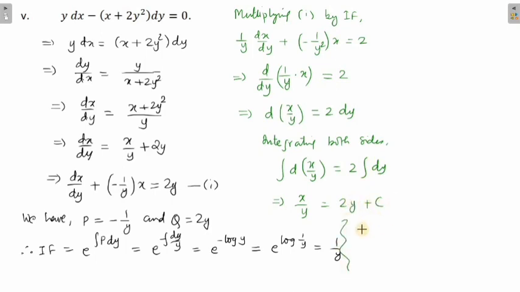From here you get x equals to, do the cross multiplication, 2y square plus cy. So this is the required general solution. You may pause the video and note down your solution.